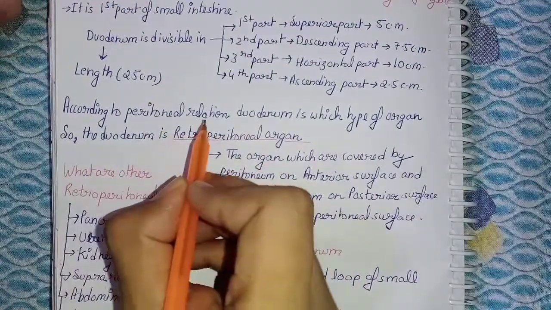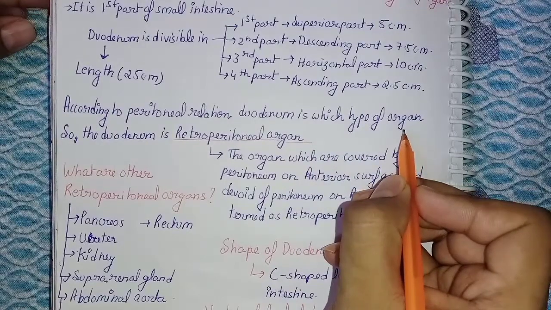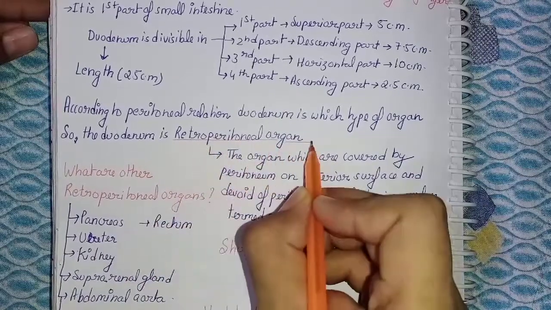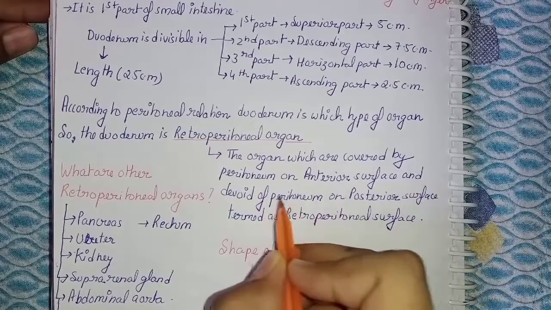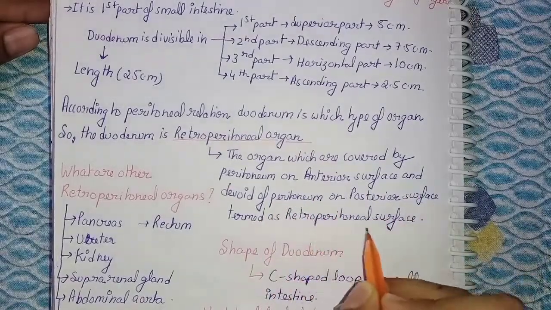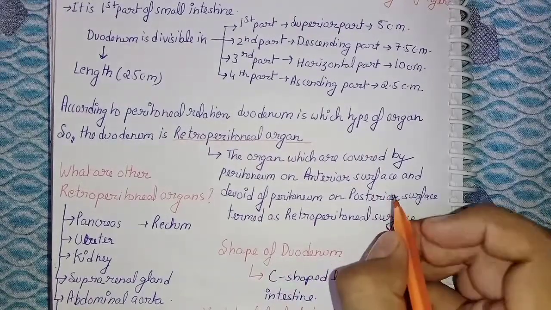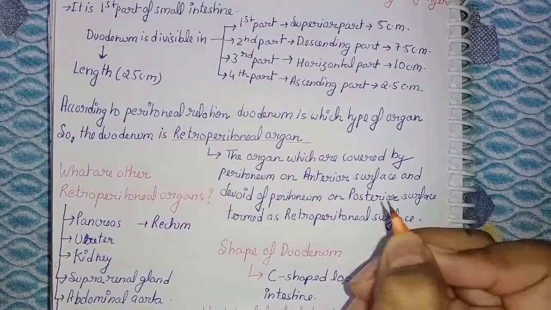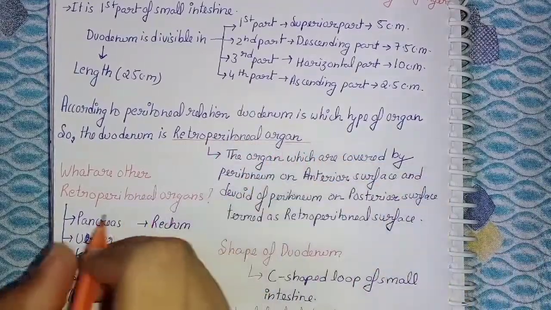According to peritoneal relation, duodenum is which type of organ? It is a question that is usually asked in the viva exam. The duodenum is a retroperitoneal organ. The organ which is covered by peritoneum on the anterior surface and devoid of peritoneum on the posterior surface is termed a retroperitoneal organ. So that's why it is called a retroperitoneal organ.